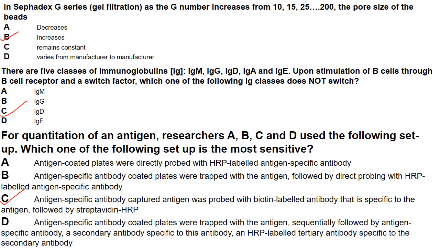Next one. For quantification of an antigen, researchers A, B, C, D use the following setup. Which one of the following setup is the most sensitive? Naturally, avidin biotin is high affinity binding. Hence, option C is correct. Answer is option C. Antigen specific antibody captured antigen was probed with biotin labeled antibody specific to the antigen followed by streptavidin HRP. So it is option C.